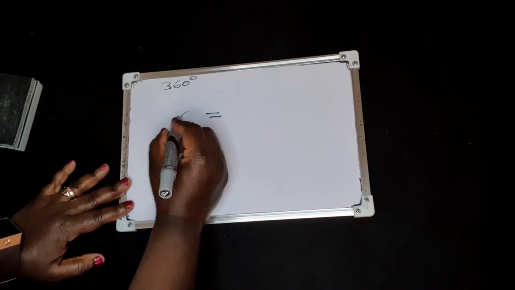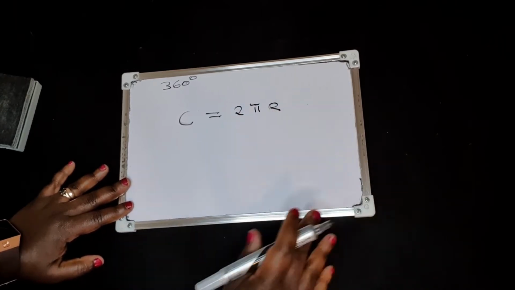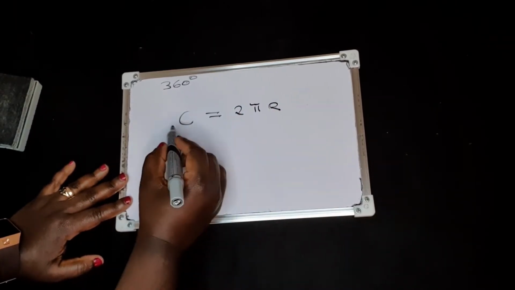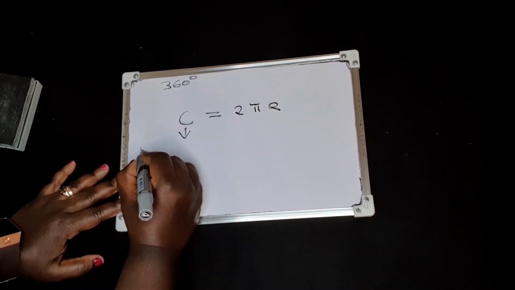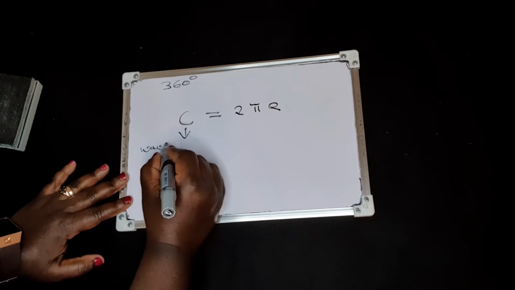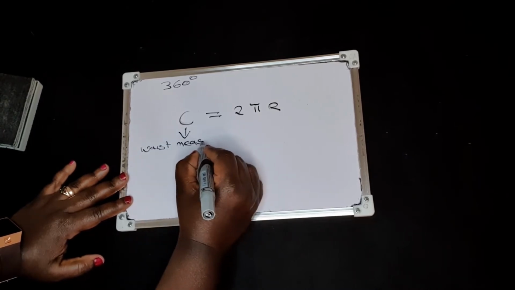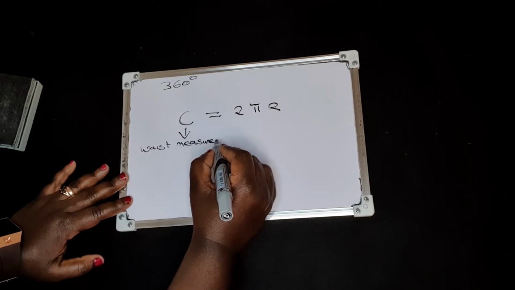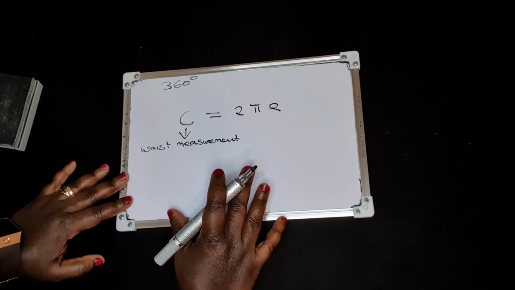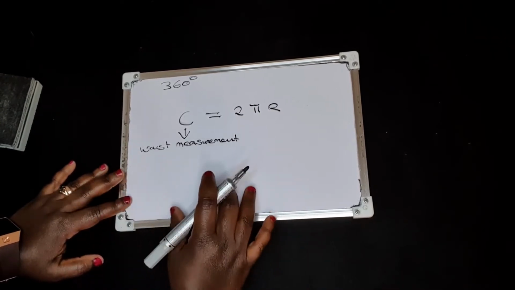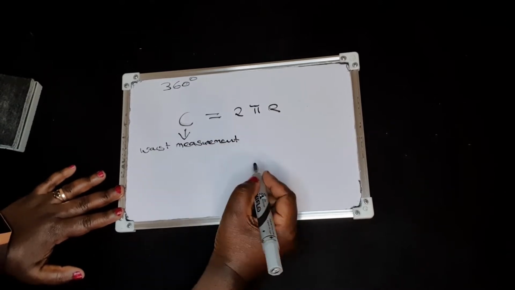The formula says C is equal to 2 pi r. If you remember your mathematics, it's a very simple formula, and in our equation we substitute C with your waist measurement. I'm going to leave the link in the description so that if you're not very sure how to get your waist circumference or your measurements, you can go and watch that and then come and watch this tutorial.